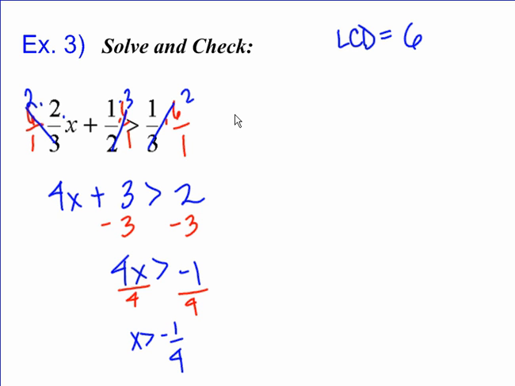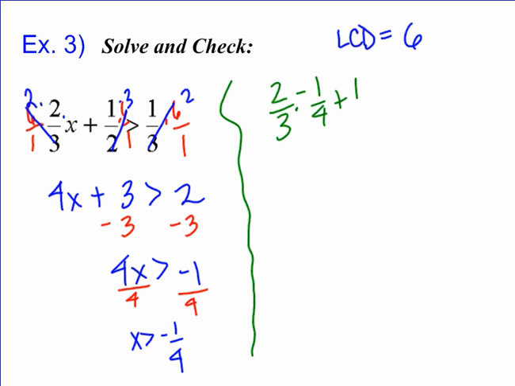So let us check what's going on. So I have 2/3 times negative 1/4 plus 1/2 equals 1/3. Well, let's simplify over here. 2 can go into 4 2 times. So I'm going to simplify this by multiplying. 1 times negative 1 is negative 1. 3 times 2 is 6.